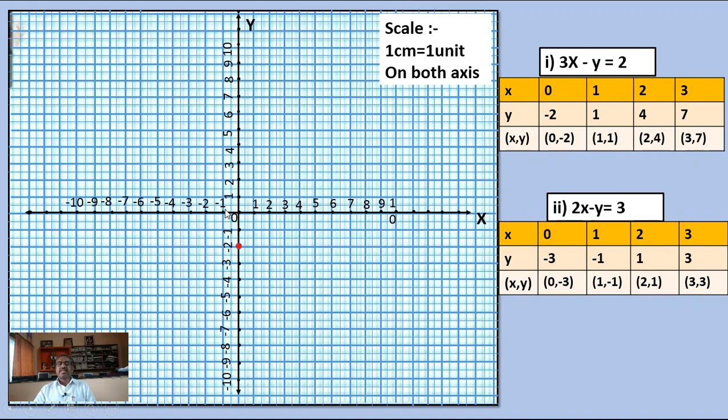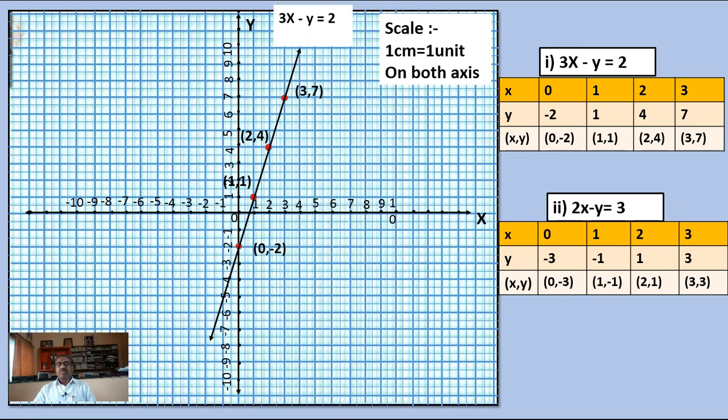The first point is (0, minus 2), therefore the point lies on the y axis, the point is 0 minus 2. Second is (1, 1), x coordinate is 1, y coordinate is 1, then we get the point (1, 1). Next is (2, 4), x coordinate is 2, y coordinate is 4, then we get (2, 4). And the next point is (3, 7), x coordinate is 3, y coordinate is 7, then we get (3, 7). The line passing through all points is a straight line. This line is the graph of equation 3x minus y is equal to 2.